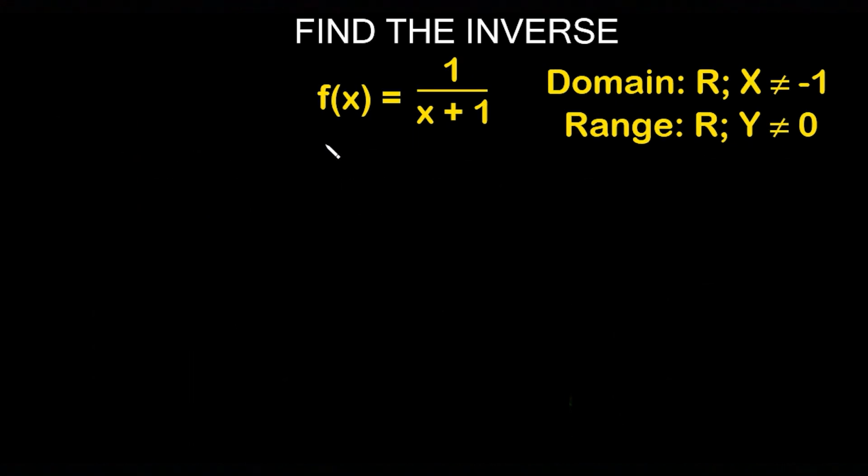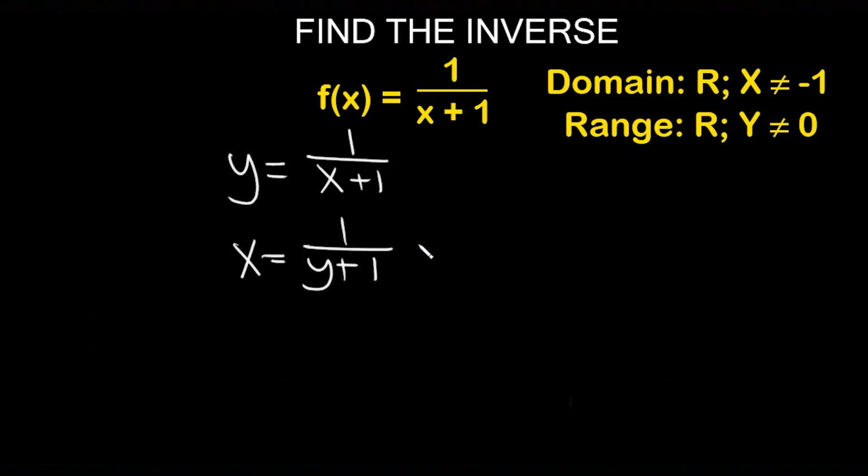Our first step, take it out of function notation. So I'm going to say y is equal to 1 over (x plus 1), okay? Your next step, you want to replace the y and the x. So I'm going to say here, x is equal to 1 over (y plus 1). And now I solve for y.